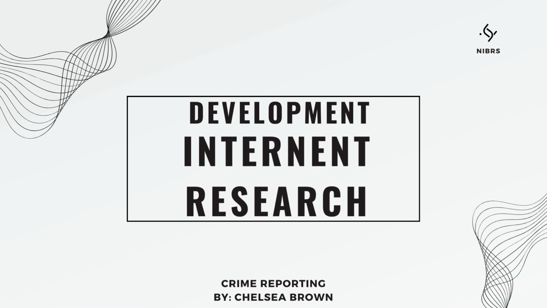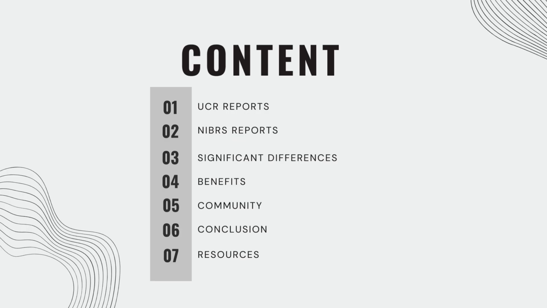This project maintained information about crime reporting and the differences between the UCR SRS system and the updated NIBRS. So first I have a content page just speaking about what we will be going over. First we will talk about the UCR reports, we will move on to the NIBRS reports, then significant differences. After that, we'll speak about the NIBRS benefits. Furthermore, we will speak about the community that it will help, a short conclusion, and then on to the resources.